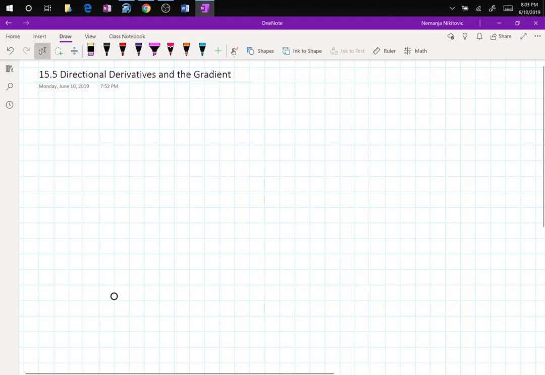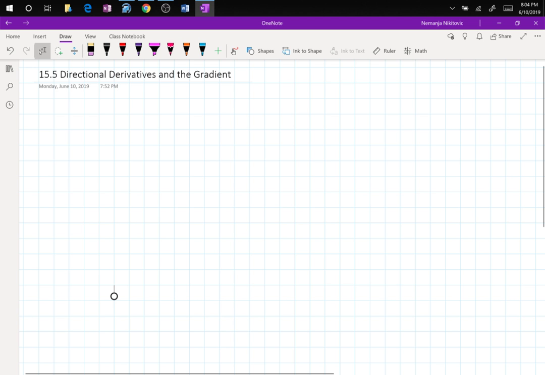What if I want to take the derivative in any direction? Well, if I want to take the derivative in any direction, then I need to specify the direction. And we know that the best way to specify the direction is to use the unit vector, because the magnitude of the unit vector is 1. It will not change the value of the derivative. However, it will give it a direction.